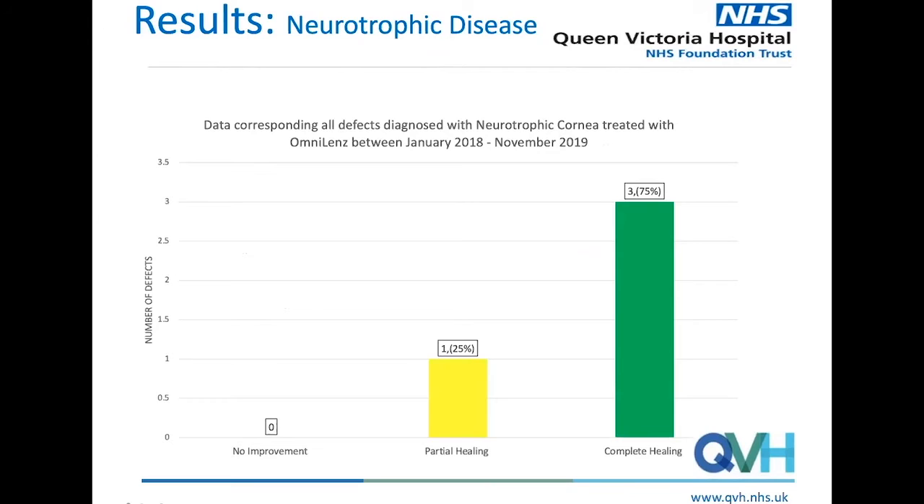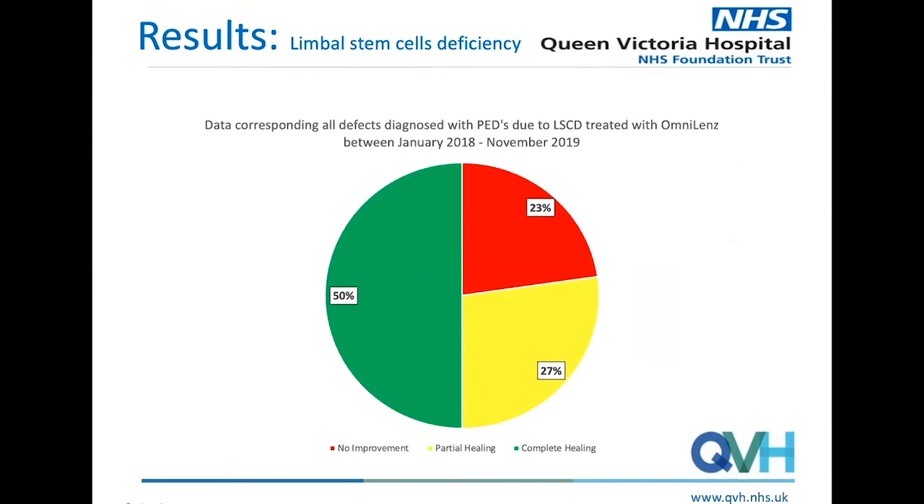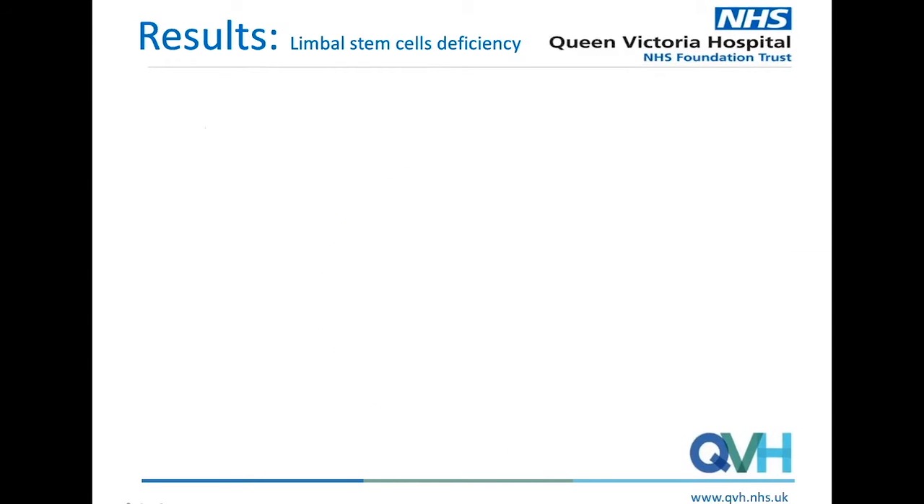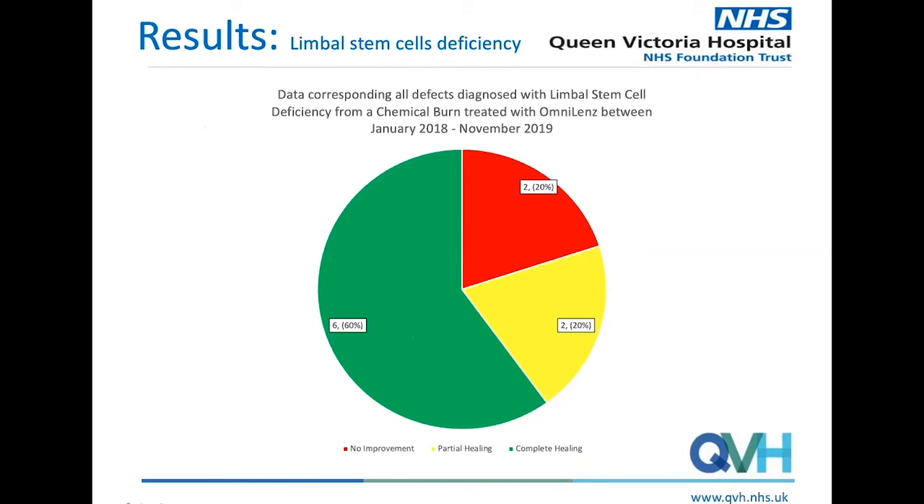In neurotrophic disease, we had 75%, which is 3 out of 4 patients, showing complete healing, and 1 patient showed partial healing. In the limbal stem cell deficiency group, 50% showed complete healing and 27% showed partial healing. 23% showed no improvement. This is a chemical injury cohort where 60% showed complete healing and 20% showed partial healing.